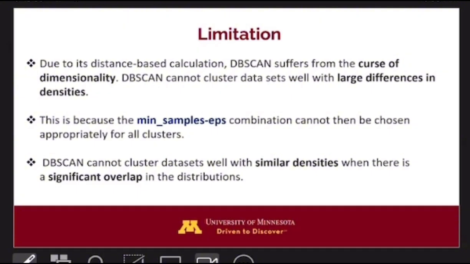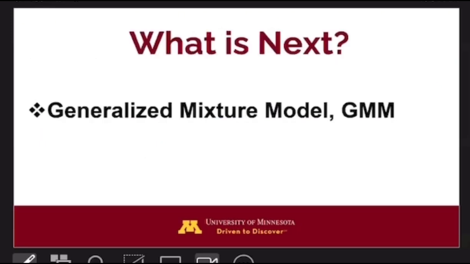Do you know at times when crime occurs, maybe a crime of robbery occurs, and that robbery involves violence? Look at that. The robbery now involves violence. DBSCAN may not be able to capture that. What are we going to use to capture that overlapping one? That is the generalized mixture model that we're going to do on Friday.